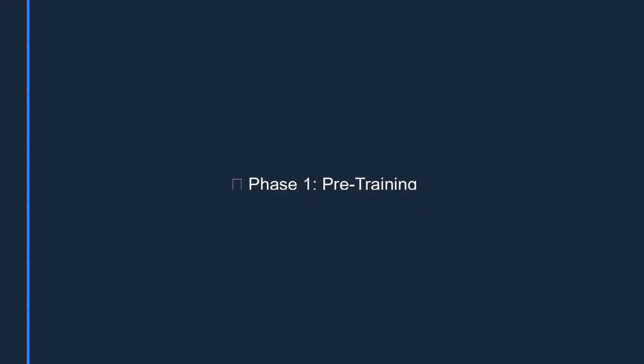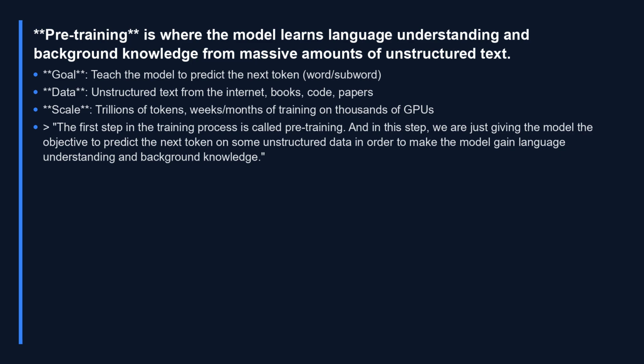Phase 1. Pre-training. Pre-training is the most expensive and foundational phase. The objective is deceptively simple. Given a sequence of text, predict the next token. That's it. But run that objective across trillions of tokens, web pages, books, code, scientific papers, on thousands of GPUs for weeks or months, and something remarkable emerges. The model develops language understanding, factual knowledge, common sense, and the ability to reason about patterns it has never explicitly been taught.